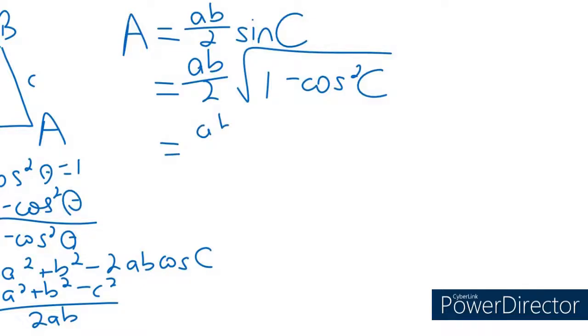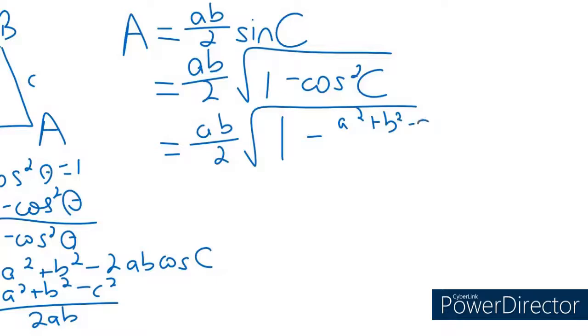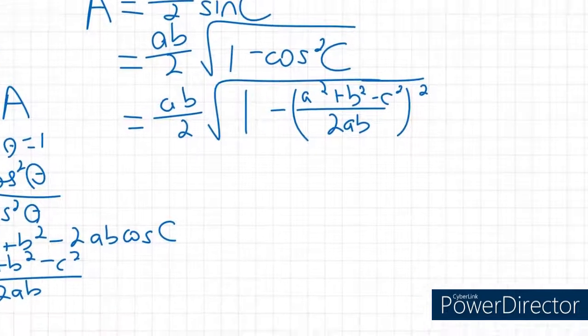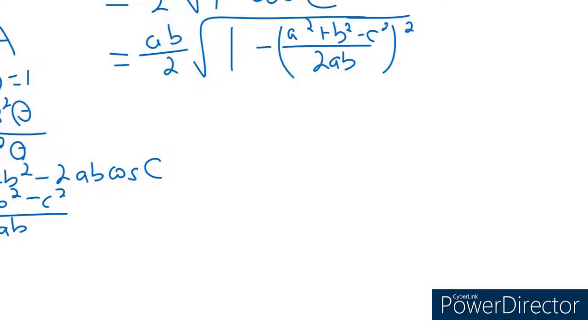Now we're just going to continue on with our original problem here. So here we can just substitute for cosine squared theta. First we're going to write ab over 2, and we're just going to leave 1 minus, and then we're going to substitute cosine. So a squared plus b squared minus c squared over 2ab, and all of that will be squared. So here we have the next step, and that is going to be equal to the previous equation we had.